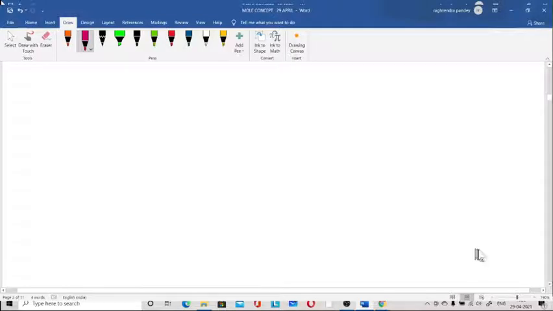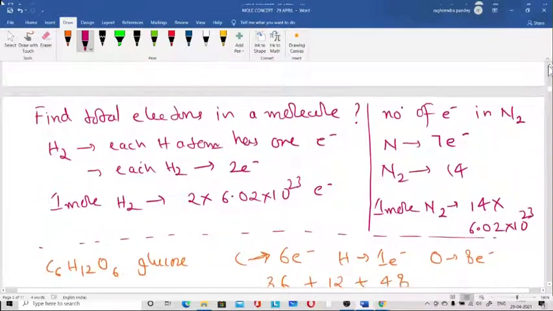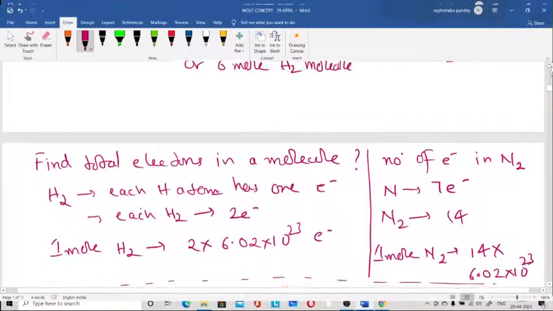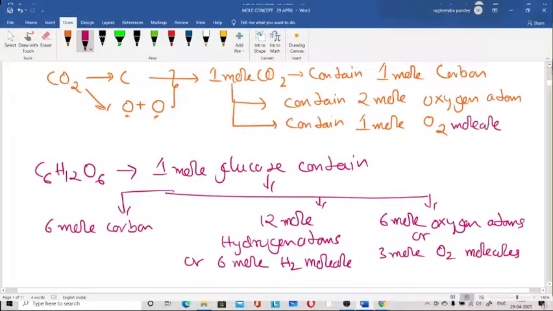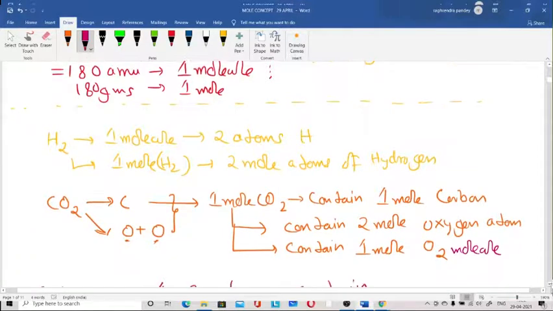So these are the two or three concepts. One is finding the weight and the number of moles of each element. Questions come on these. So let's try to do some problems.